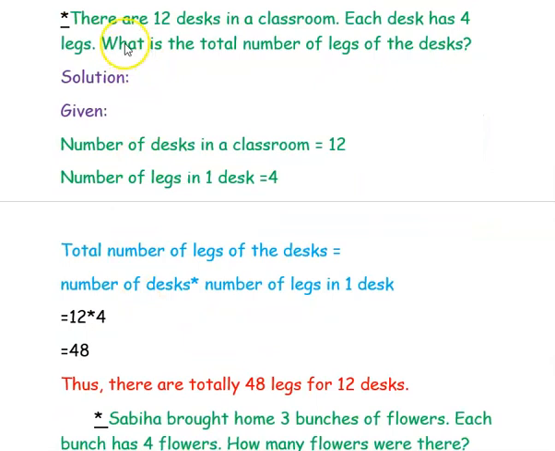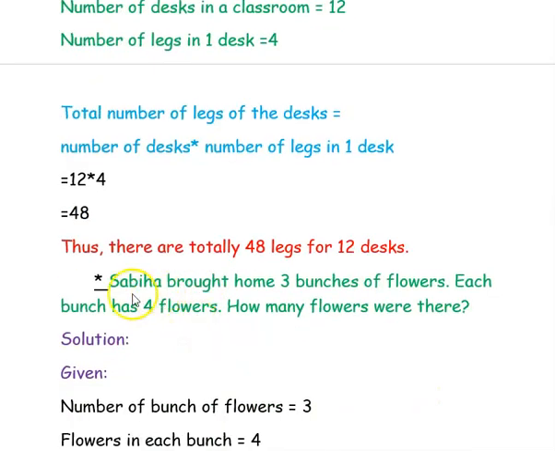The next example is there are 12 desks in a classroom. Each desk has 4 legs. What is the total number of legs of the desks? So it's given number of desks in a classroom is 12 and number of legs in one desk is 4. So therefore the total number of legs of the desks is equal to number of desks into number of legs in one desk. So number of desks is 12 and number of legs in one desk is 4. So 12 into 4 is 48. So thus there are totally 48 legs for 12 desks.